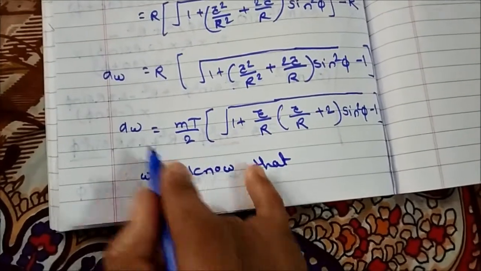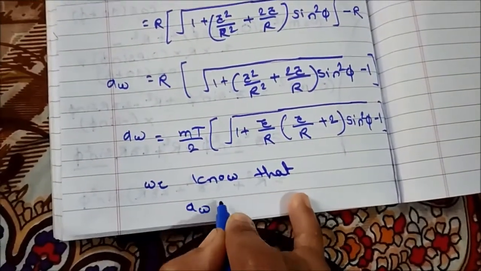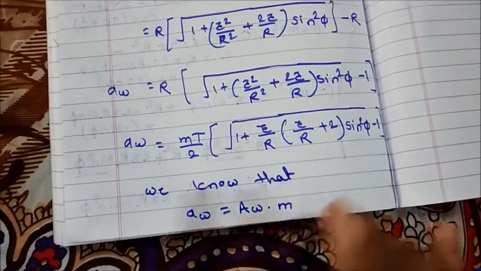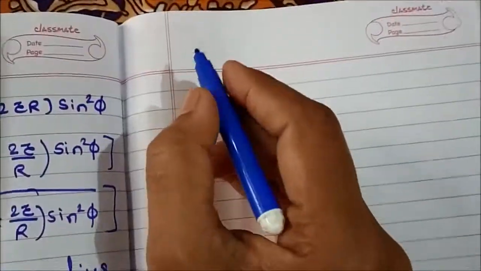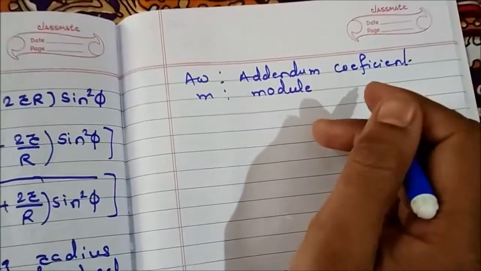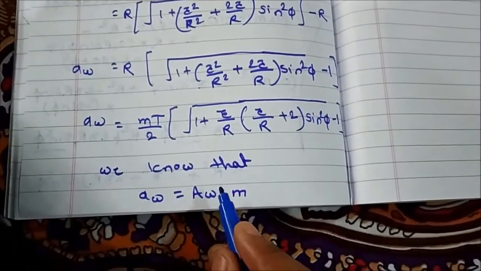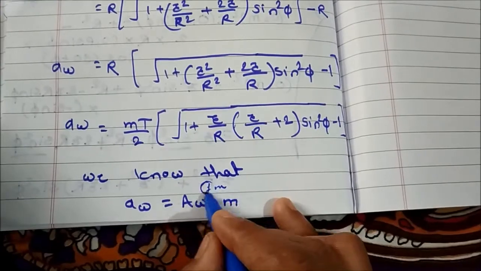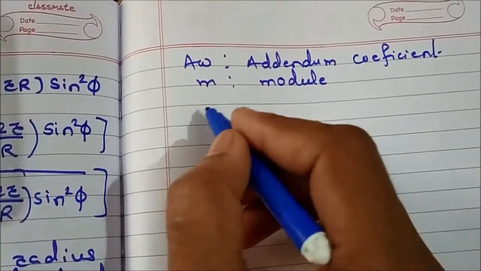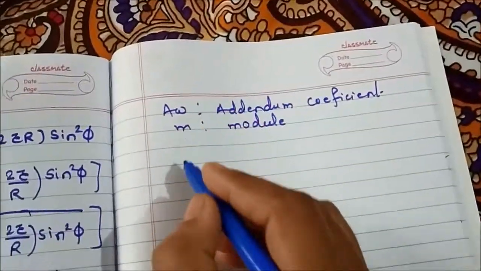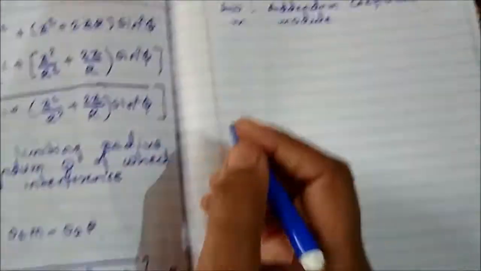But we know that addendum is equal to AW into module. So AW is the addendum coefficient. We can say that addendum is equal to 1 module, where 1 is AW, so it is the addendum coefficient. So AW is the addendum coefficient, m is the module. So instead of this AW, we can put this value. Okay, so let me write that equation.